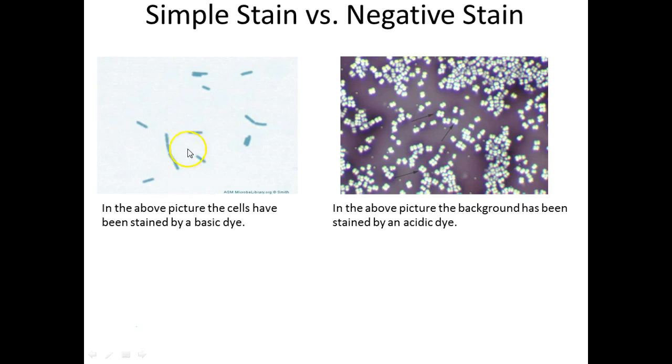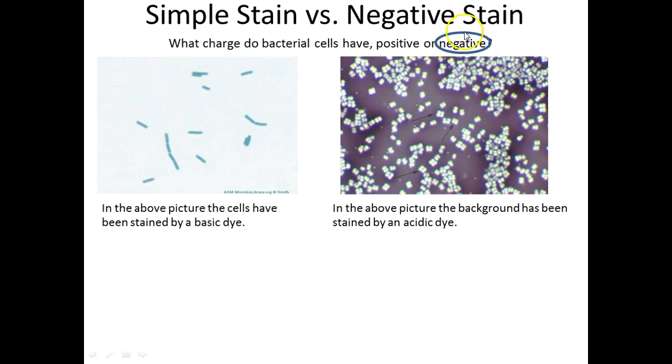So in this picture, notice that the cell itself is stained. In what shape would we say this is? This is bacillus, and notice even here it's forming a chain, so that would be Streptobacillus. The dye in this picture was methylene blue because it has a bluish color.